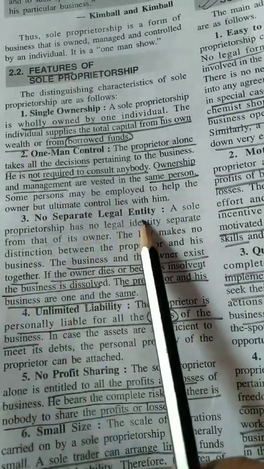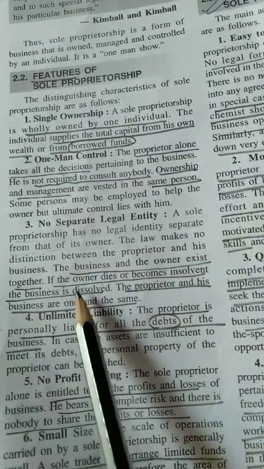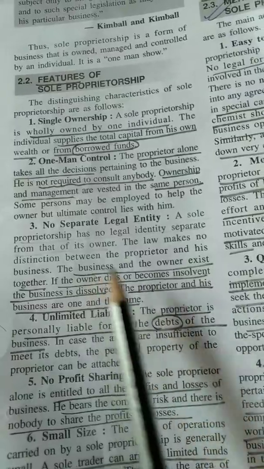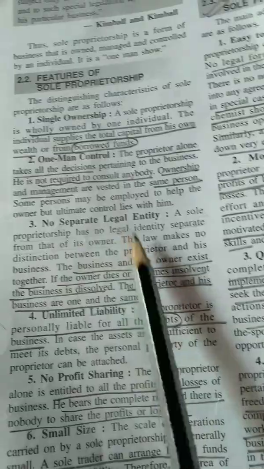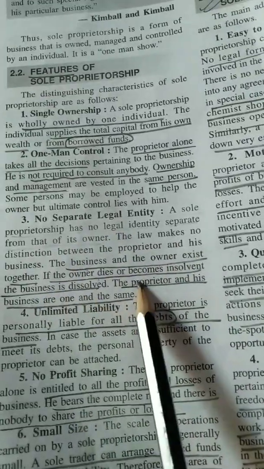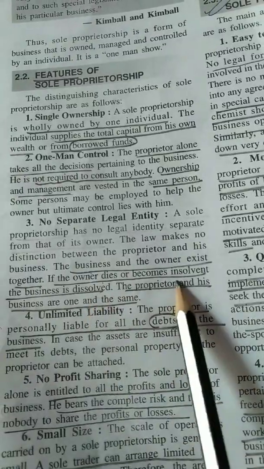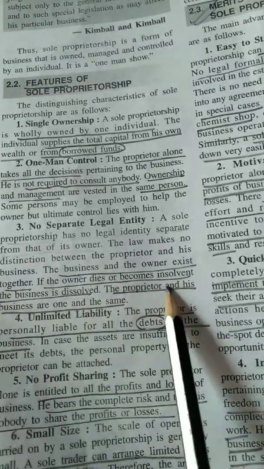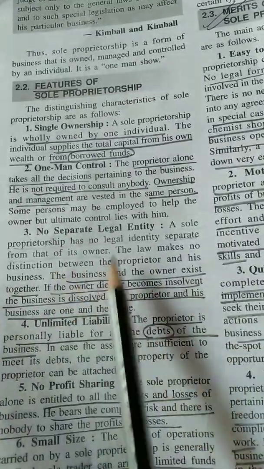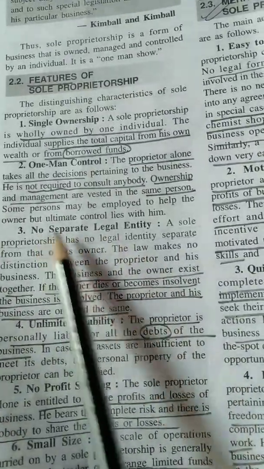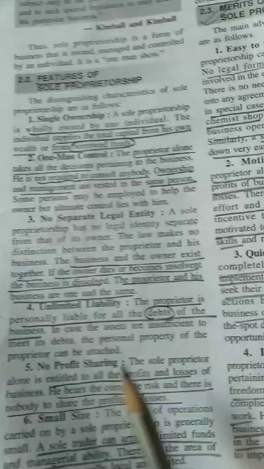No separate legal entity. Means the business and the owner are the same. If the business suffers loss, it is the loss of the owner. Alright. If the owner dies, the business will also come to an end. If the owner becomes insolvent, then the business is dissolved. I have discussed these terms, insolvent, dissolved. So if the owner dies, the business will also come to an end. So you cannot say that they are separate. There is no separate legal entity. Owner and the business are the same.